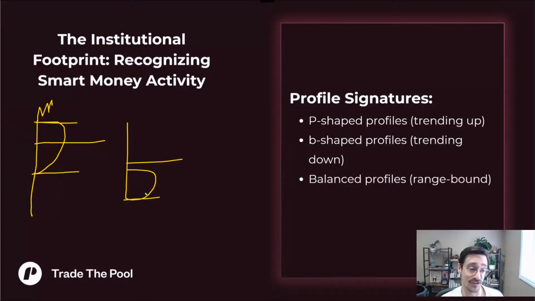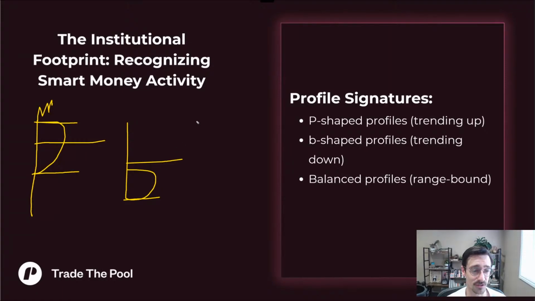So if you have a B-shaped profile, back home is near the bottom of the day, and the more price is accepted in the lower half of the range, the more likely it's going to seek expansion below that range. So that's going to be your B shape.